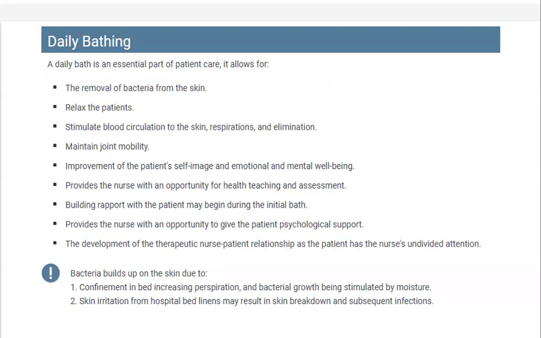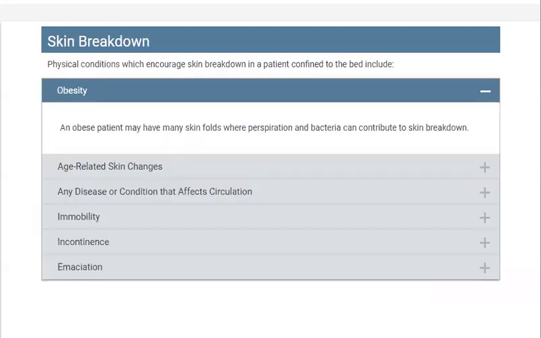Bacteria builds up on the skin due to: 1. Confinement in bed, increasing perspiration and bacterial growth stimulated by moisture. 2. Skin irritation from hospital bed linens may result in skin breakdown and subsequent infections. Skin breakdown. Physical conditions which encourage skin breakdown in a patient confined to the bed include obesity.